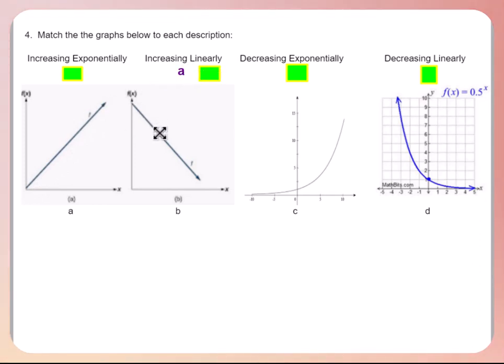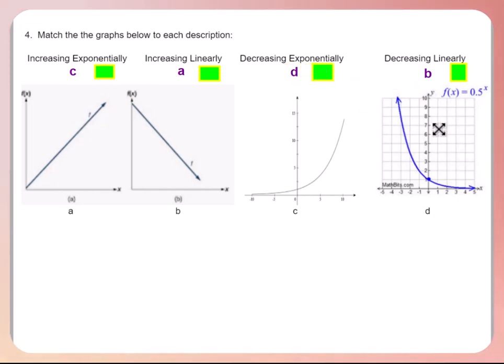Now this is a linear function. It makes a line, and it's decreasing, it's falling. So we need to find decreasing linear for B. Now the curve is an exponential function. This one's rising, and this one's falling. So this is increasing and then decreasing. So C, increasing exponentially, goes right here, and then decreasing exponentially goes right here.